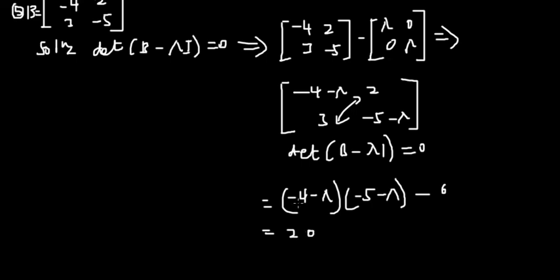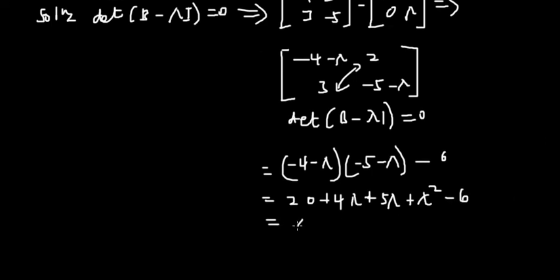Then we have -4 multiplying minus the eigenvalue, so that's positive 4 times the eigenvalue, and then you have minus eigenvalue multiplying -5, and that will give us positive 5 eigenvalue. And then you have minus eigenvalue multiplying minus eigenvalue, so that's positive eigenvalue squared. And then you have -6.